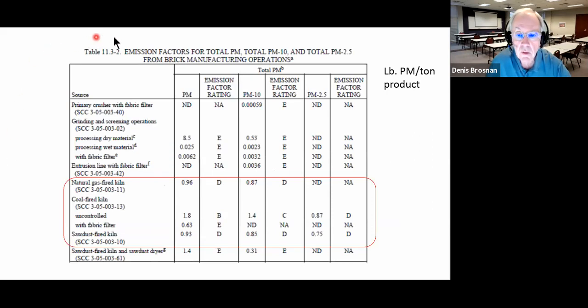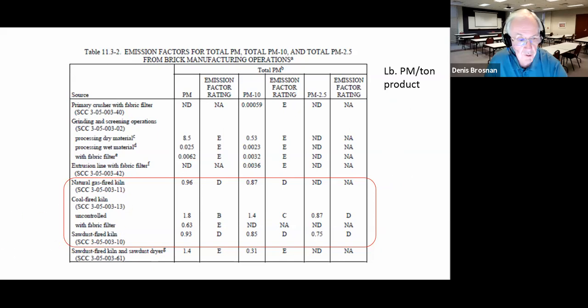And here are some emission factors in brick manufacturing operations published by the United States Environmental Protection Agency in their volume AP42 that I've already mentioned. These emission factors are in pounds of pollutant per ton of bricks that are made. Brick production is in units and can be easily converted into tons. So the environmental folks wanted to express these in terms of pounds of pollutant per ton of bricks made.